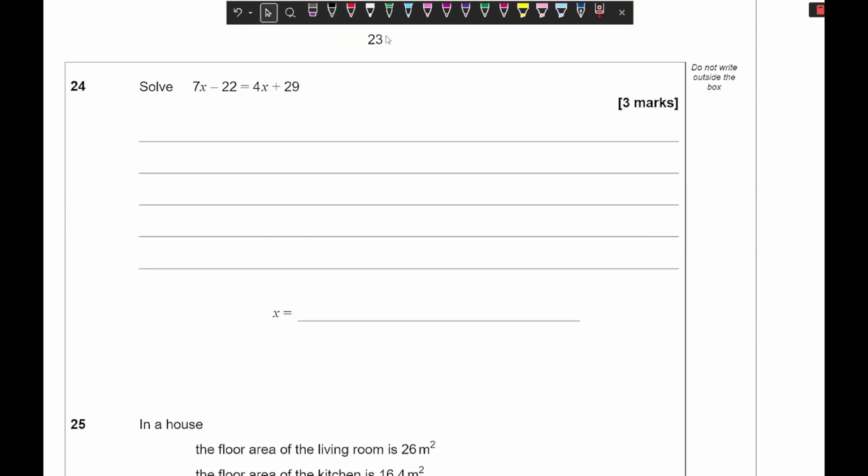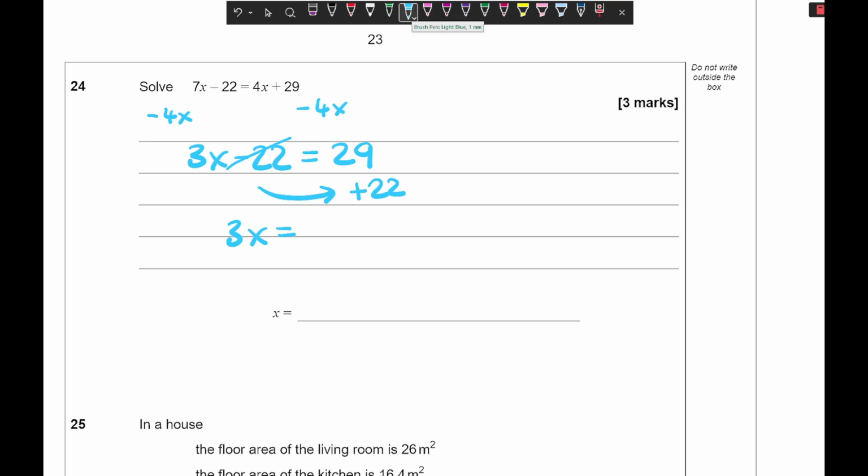Moving on to question 24, it says solve 7x minus 22 equals 4x plus 29. So here we've got a double-sided equation. Now when you've got a double-sided equation, you want to take the smallest x from both sides. So the smallest x from both sides is the 4. So if I take away 4x from both sides, I end up with 3x minus 22 equals 29. Then I get rid of the 22 by adding 22. So 3x equals, and that's going to be 51.